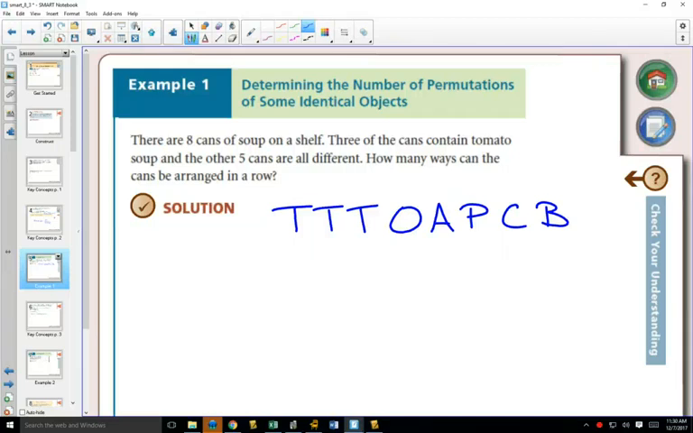Yes. And so this becomes like a Mississippi question, because you would have 8 factorial, but you have repetition, so we divide by 3 factorial.